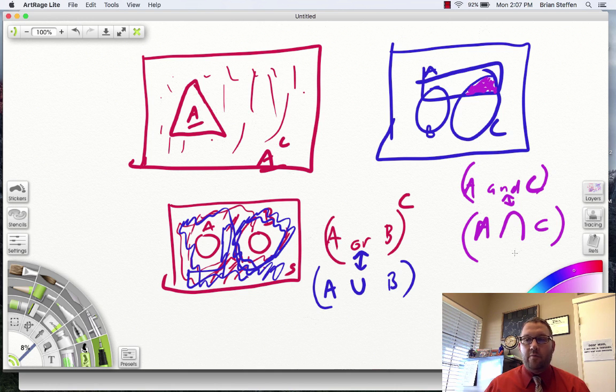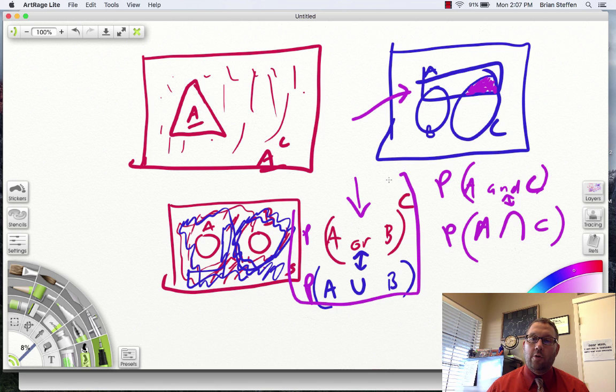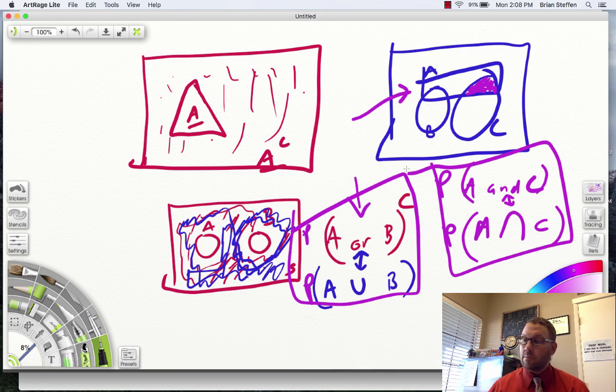I'll come back in the next video and talk about what the different rules are, because we already have a rule for or if A and B are disjoint. We're going to actually come up with a rule for or when A and B intersect. We're also going to have a rule for probability of A and C, right there. This one over here is called the addition rule. And this one that I'll define in the next video is the multiplication rule.